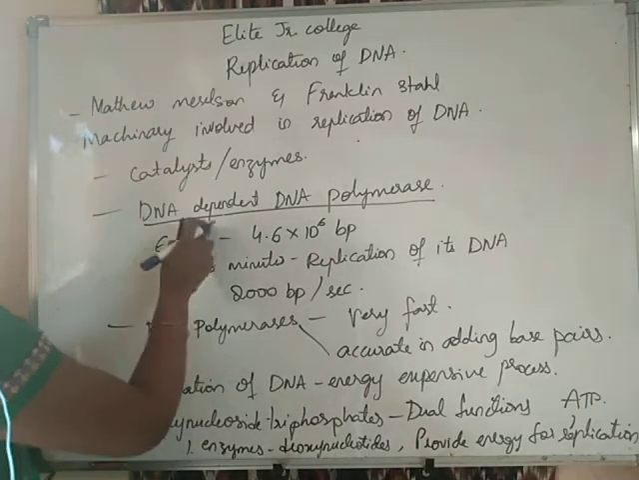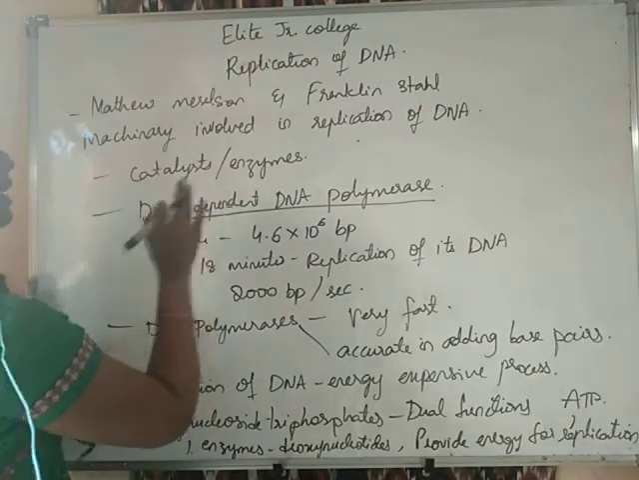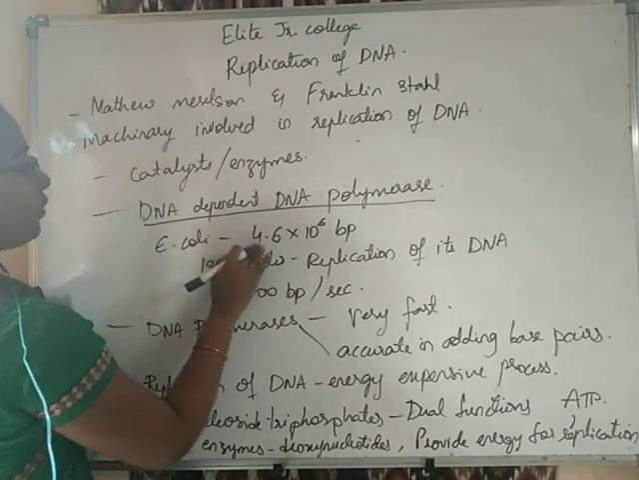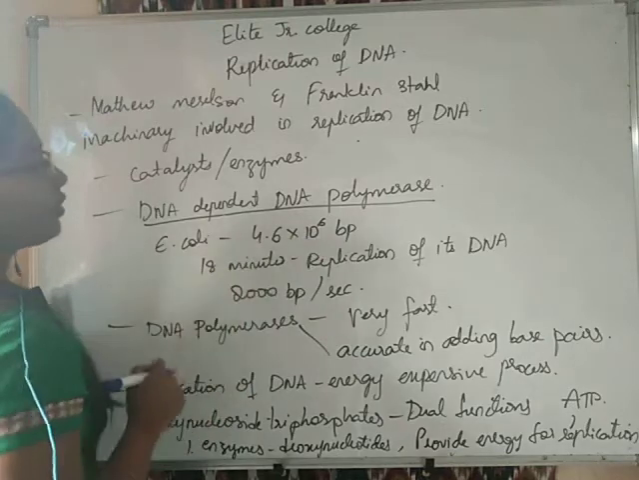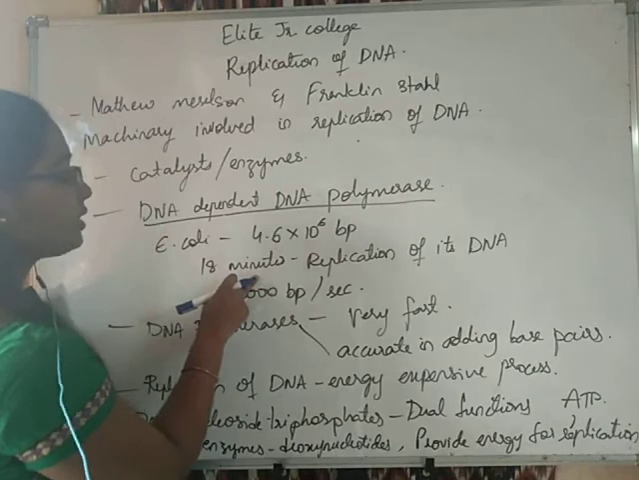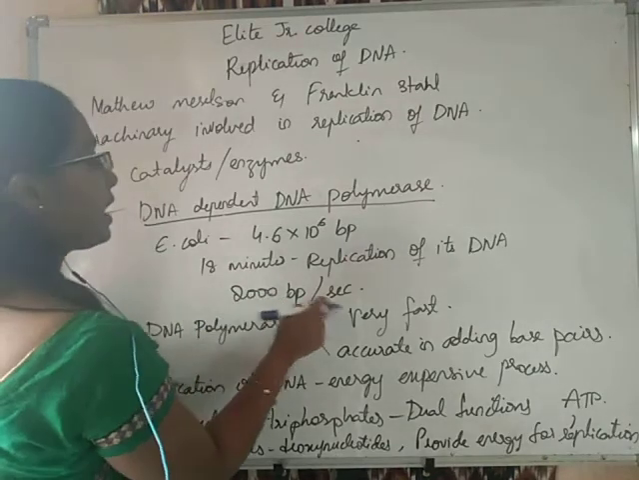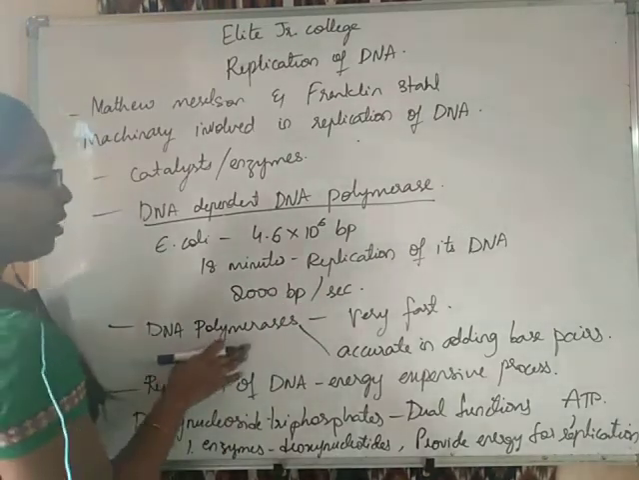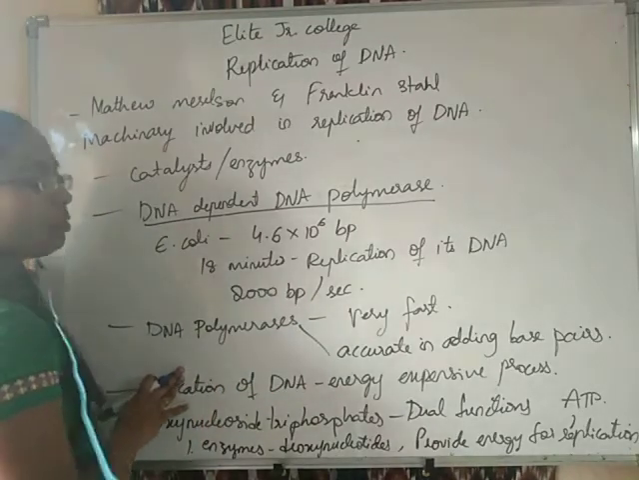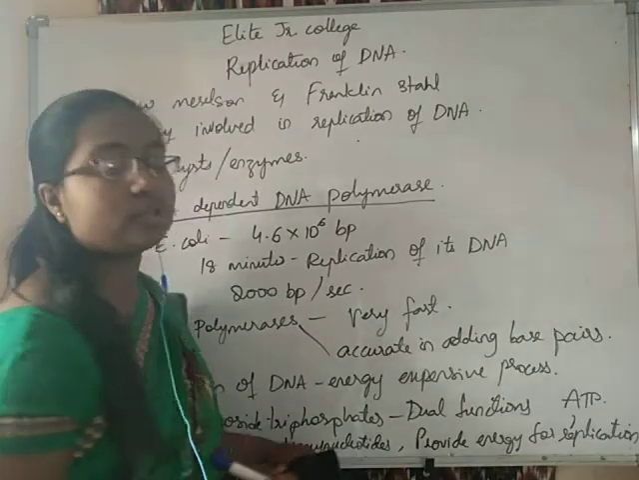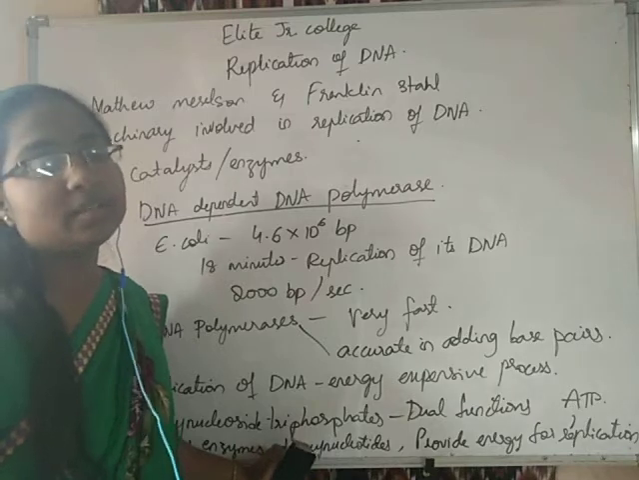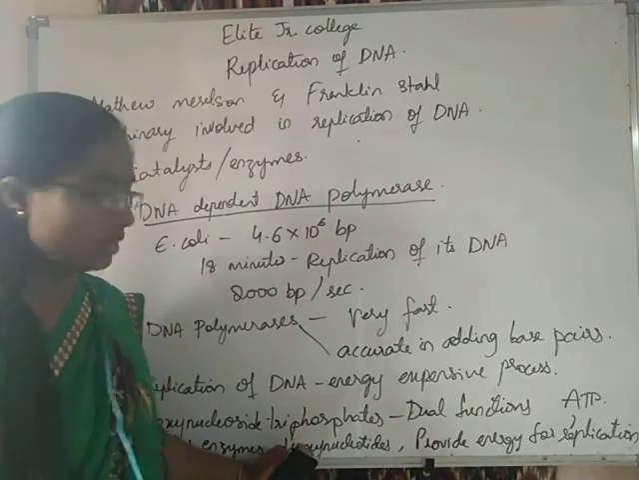Okay. So DNA dependent DNA polymerase is the main enzyme involved in replication. If we take E. coli, it has 4.6 into 10 to the power of 6 base pairs. If it generally replicates within 18 minutes, that means nearly 2000 base pairs are added per second. So these DNA polymerases have to be very fast, and very accurate in adding the base pairs, because adding an incorrect base pair or skipping any base pair will result in mutations.